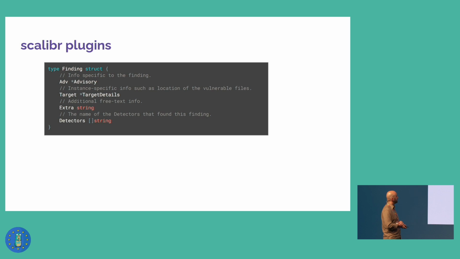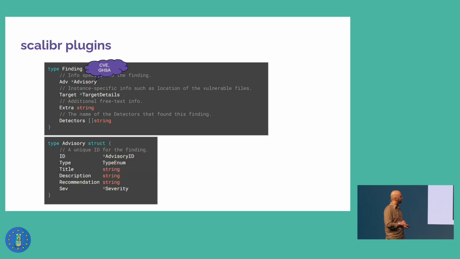Let me introduce you to what is a finding. I'll take you step by step. It has an advisory. This is basically like something like CVE or GHSA, right? It has some details about the inventories at which this finding was created, some extra information, and of course, detectors that produced it. So let's look at advisory a little bit more.